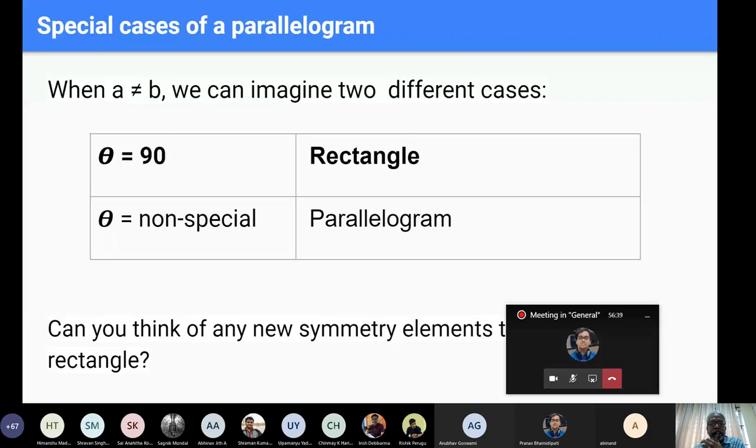Right now in 2D, the edges of this rectangle act as mirror planes. So you get additional mirrors along A and B, but you also get additional mirrors. Anyone?